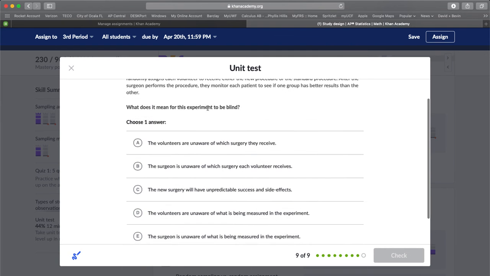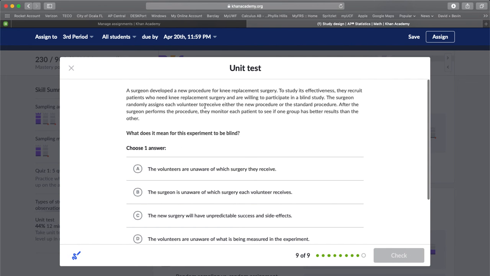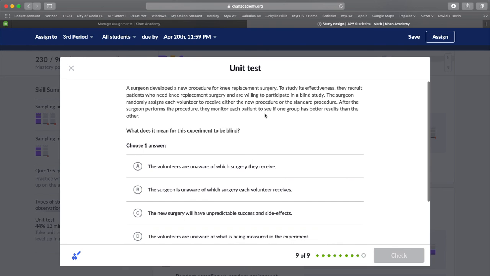And last but not least, finally, I'm not getting a bunch of stuff wrong here. A surgeon developed a new procedure for knee replacement surgery. To study the effectiveness, they recruit patients who need knee replacement surgery and are willing to participate in the blind study. They randomly assign each volunteer to receive either the new procedure or the standard. After the surgeon performs the procedure, they monitor each patient to see if one group has better results than the other. What does it mean for the experiment to be blind?